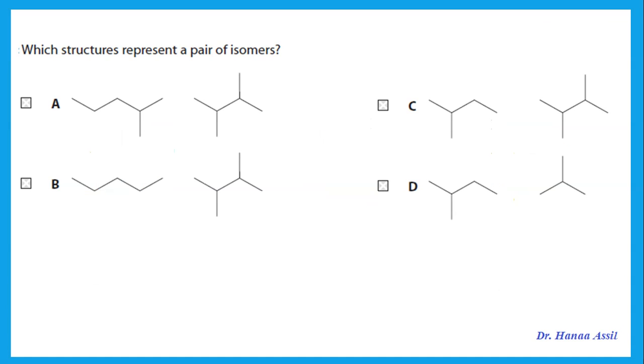So if we ask which structures represent a pair of isomers, we are looking for 2 of them having the same number of carbons. If you count the number of carbons for each of these pairs, you will find that this one has how many carbons? 6 carbons. Both of them have 6 carbons, and the only difference is how these carbons are arranged. So these are isomers. The others do not have the same number of carbons.